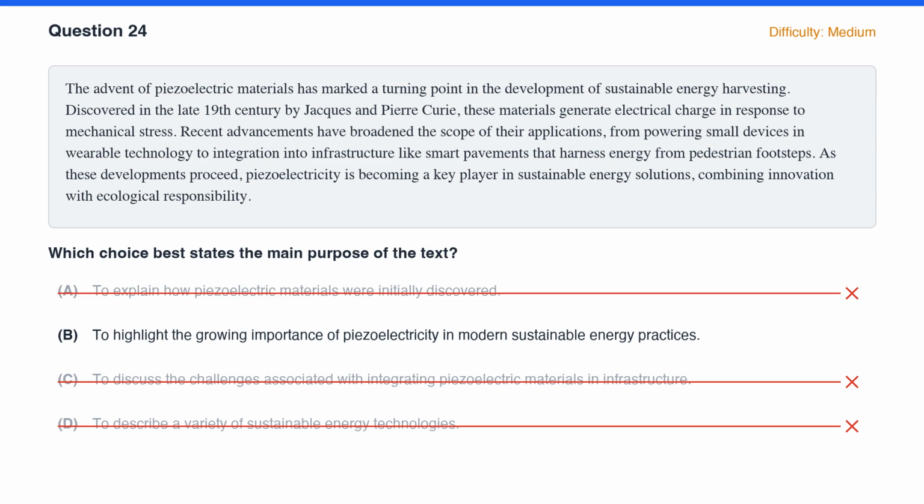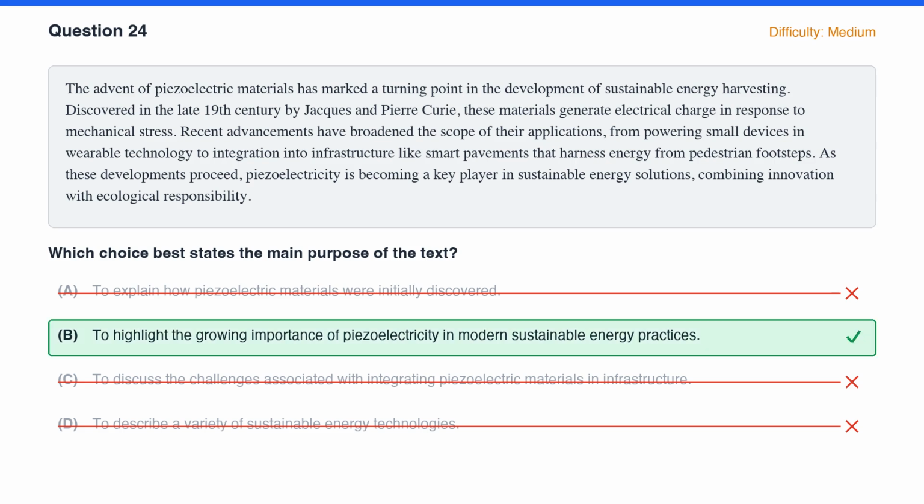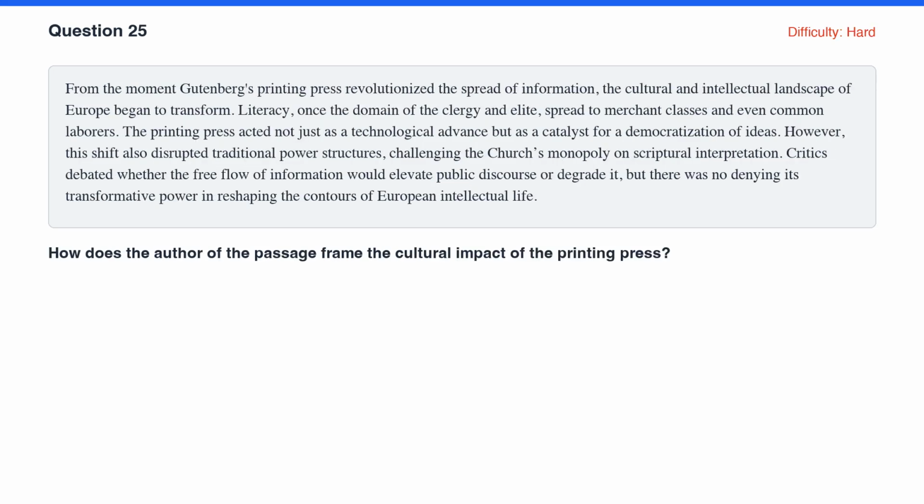Choice D is too broad. The text concentrates specifically on piezoelectric materials, not a survey of various sustainable energy technologies. Choice B fits because the passage opens by calling piezoelectric materials a turning point in sustainable energy harvesting and closes by naming piezoelectricity a key player in sustainable energy solutions. The middle sentences reinforce that purpose by listing modern applications, so highlighting its growing importance in sustainable energy practices captures the text's main aim. Question 25 of 25.